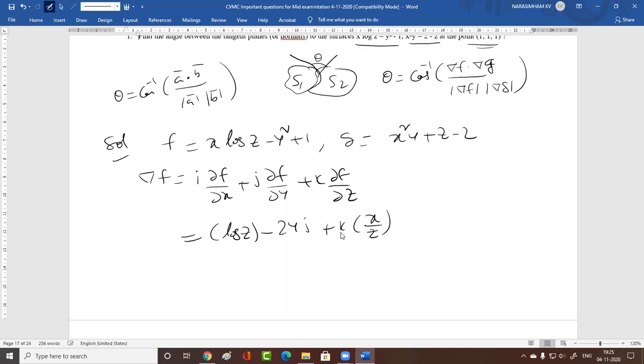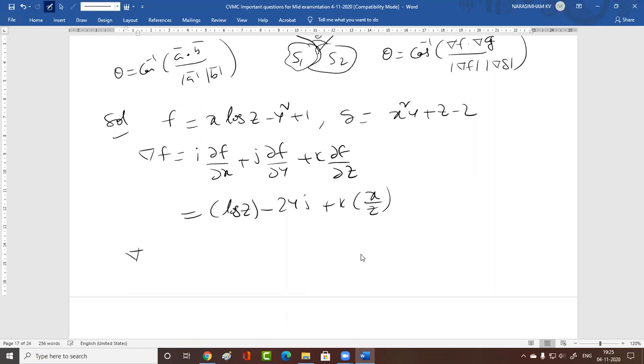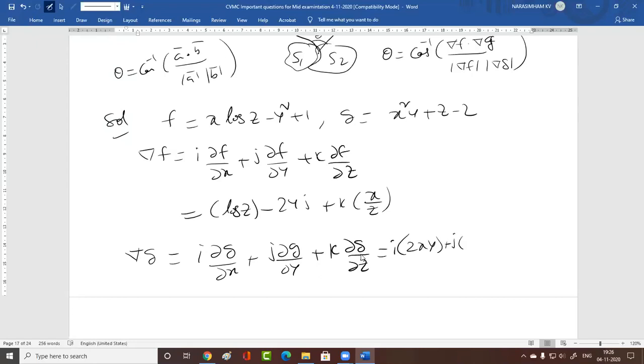Okay. In a similar way, find the gradient of g: i ∂g/∂x plus j ∂g/∂y plus k ∂g/∂z. Now i times the partial derivative with respect to x is 2xy, since the derivative of x squared is 2x, plus j times the y derivative, which is x squared, plus k times the z derivative, which is 1. Remaining terms are treated as constant.